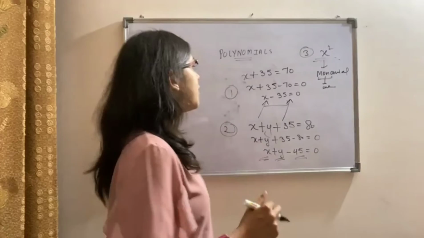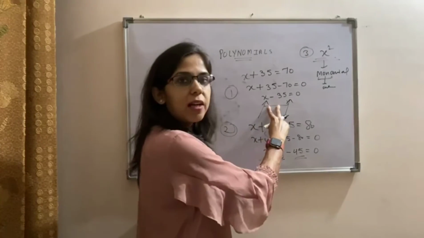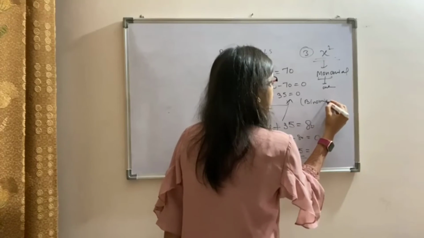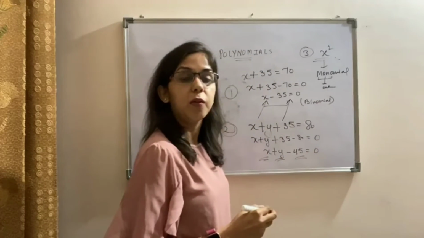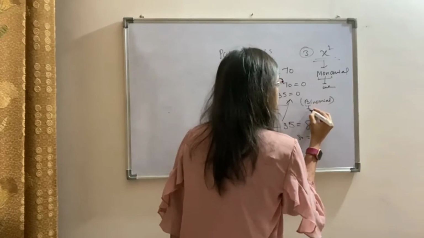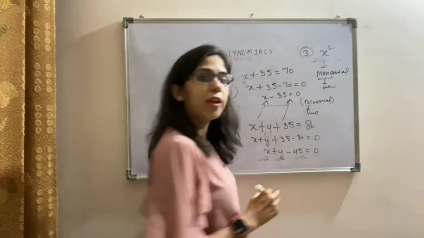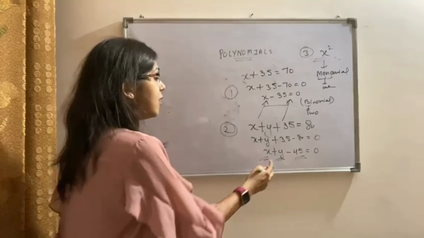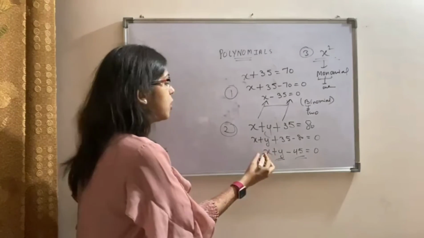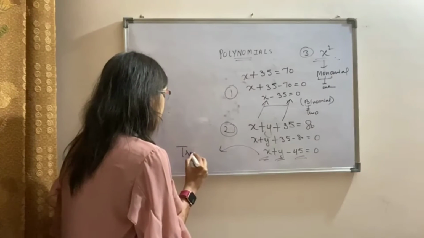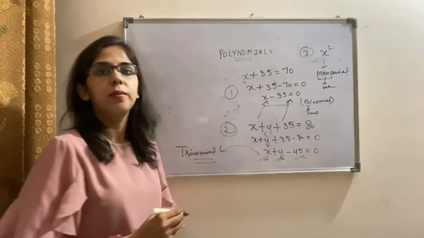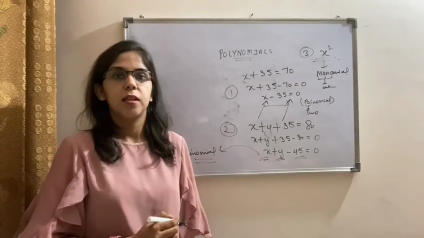Okay? Now the second one is when two terms are there. So this is a binomial. Why? Because bi means two. Okay, and the next one has 3 terms. So how many terms are there? 3 terms. So you will say it is a trinomial, that is a trinomial which has 3 terms.